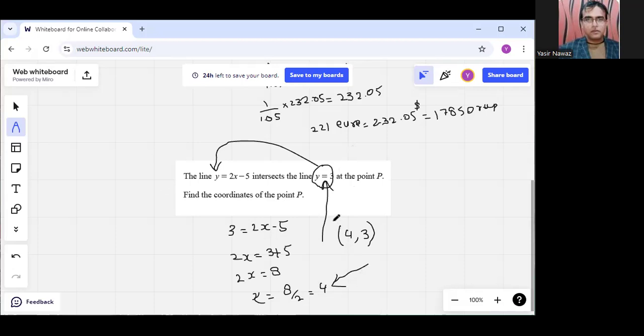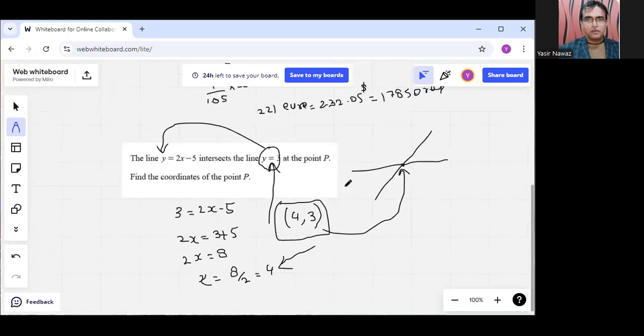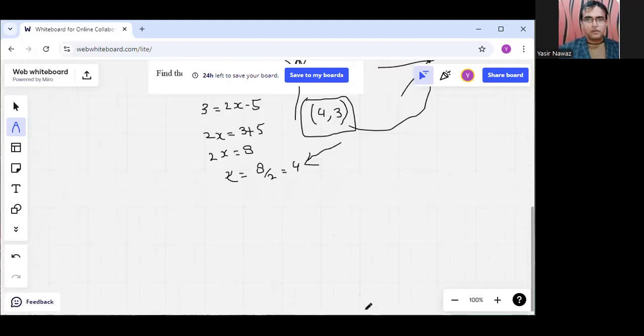This point is also an intersection of two lines. One line is horizontal and another line is going in this way. So this would be the point of intersection, and 4, 3 are the coordinates of this point. I'm not drawing the exact line, but this is just a rough sketch.